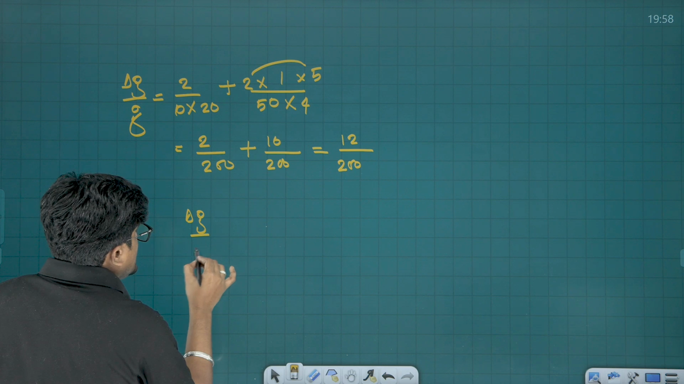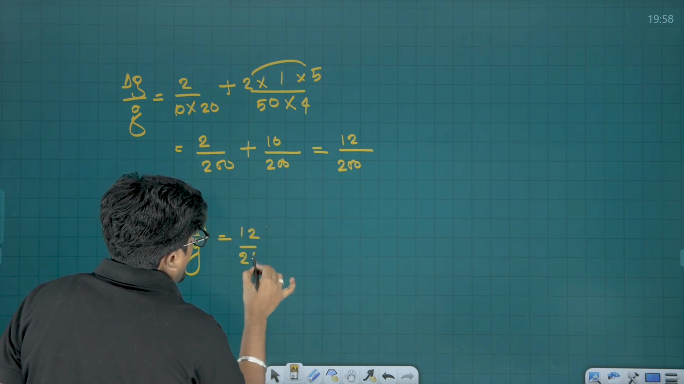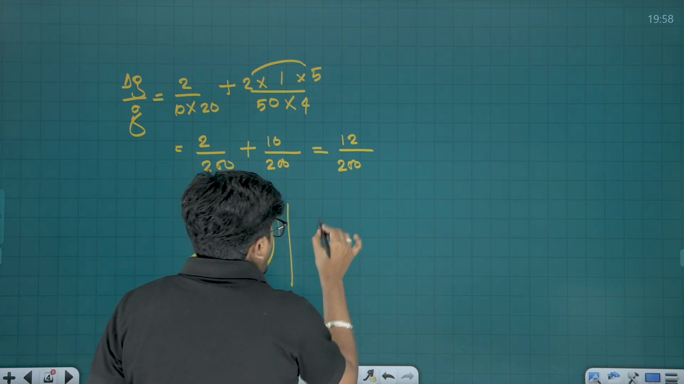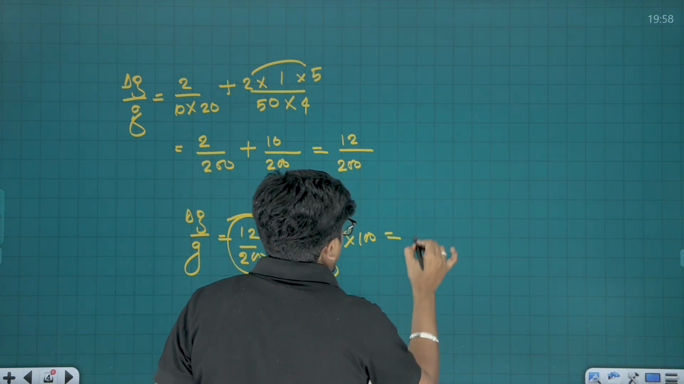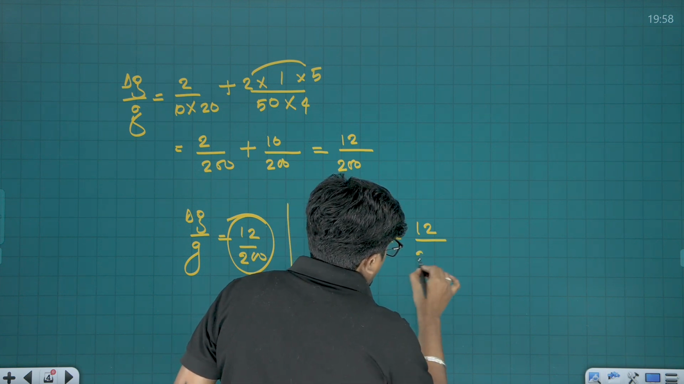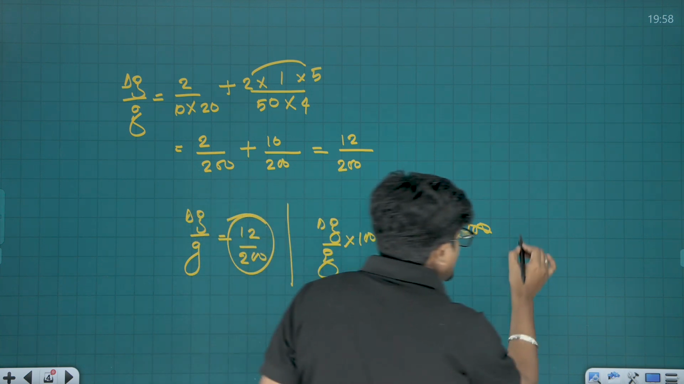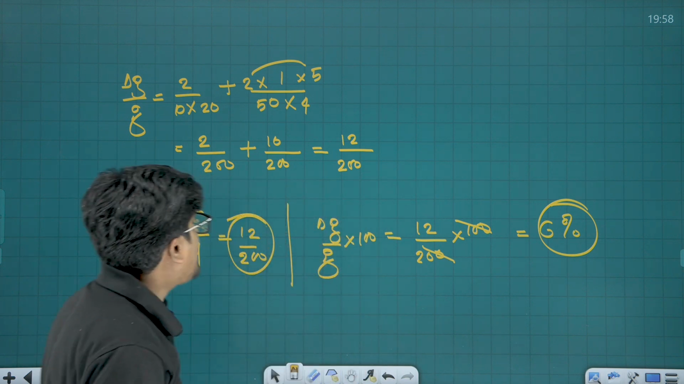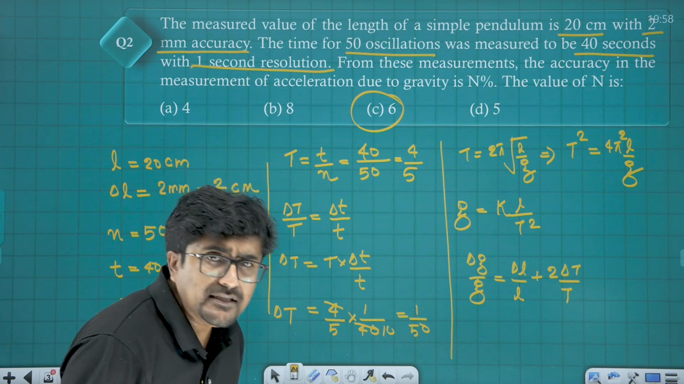All right, so here this is what? Fractional error. Delta G upon G, we got it as 12 divided by 200, and percentage error is going to be this multiplied by 100. So delta G upon G into 100, that is going to be 12 upon 200 into 100. This will go, so you will get this as 6. So it's percentage error. Percentage error, that means my final answer needs to be 6%. I hope you got it right.